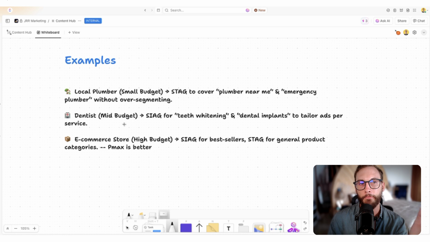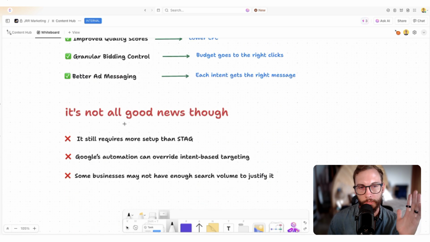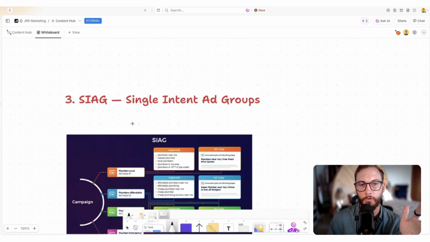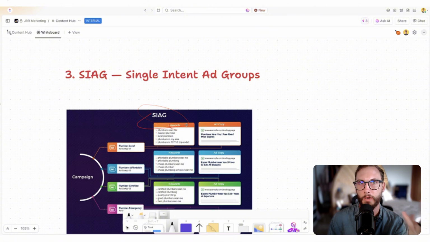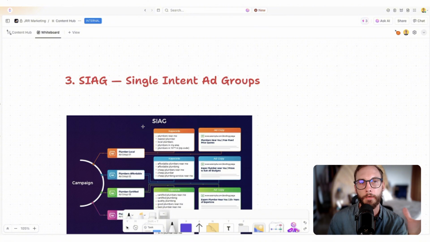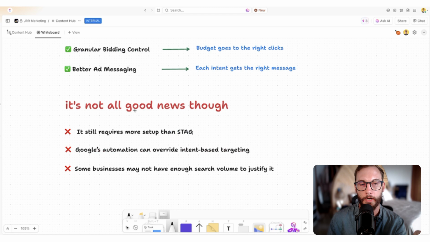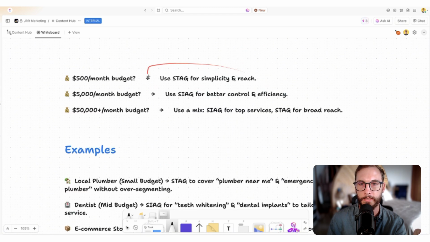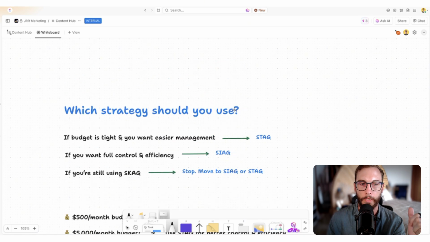So my favorite way and my favorite method across all the clients I use is I typically use a single intent ad group as much as possible. And when the client, of course, has a low budget, I'll try to play around with using STAG as much as possible. But those are the 3 ways you can set up your Google Ads account.